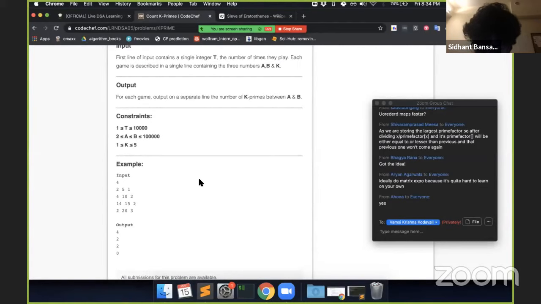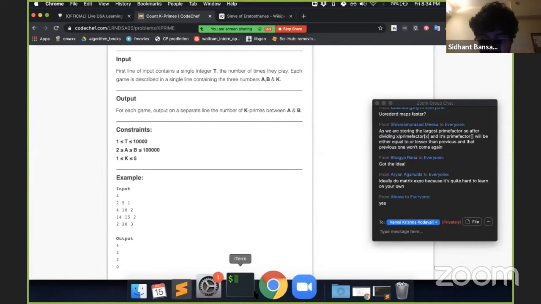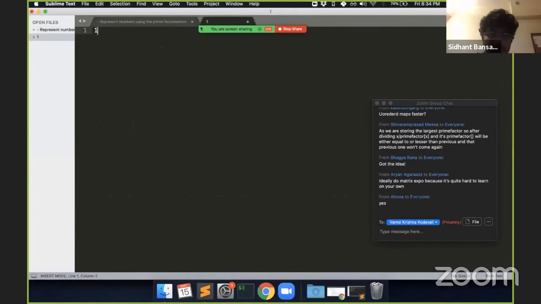Try to represent each number in its prime factorization, right? So let's say we have all the numbers from 1 to n beforehand, and we represent each one in its prime factorization. So the prime factorization of the first is 1, 2 is 2, 3 is 3, 4 is 2 into 2, 5 is 5, 6 is 2 into 3, and so on.